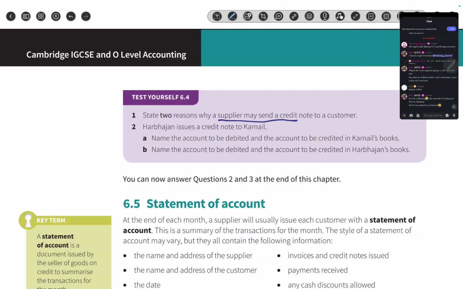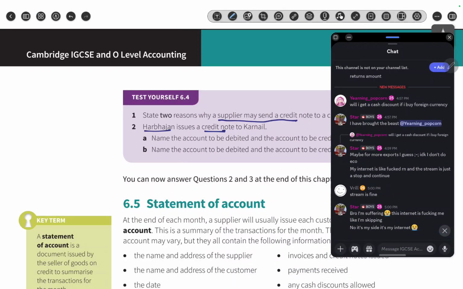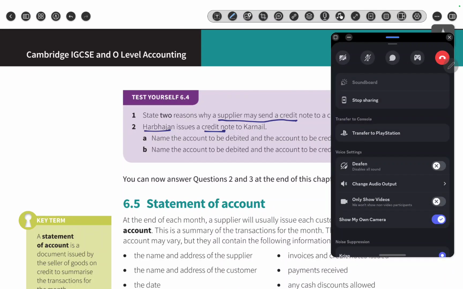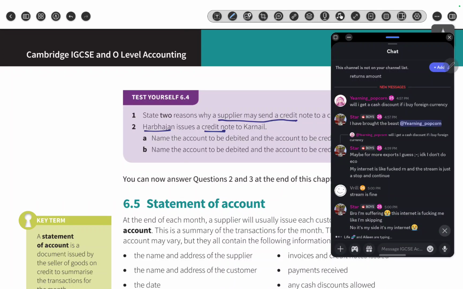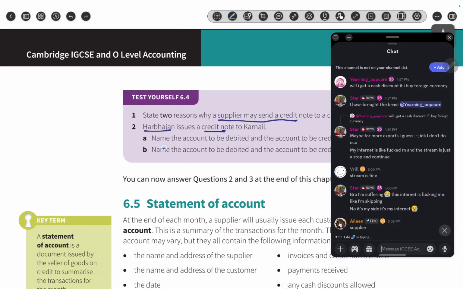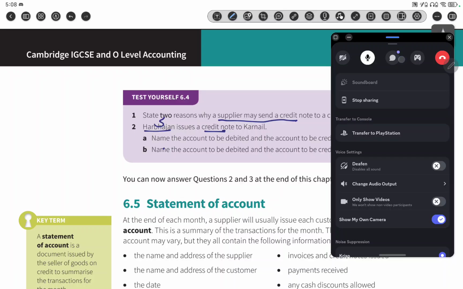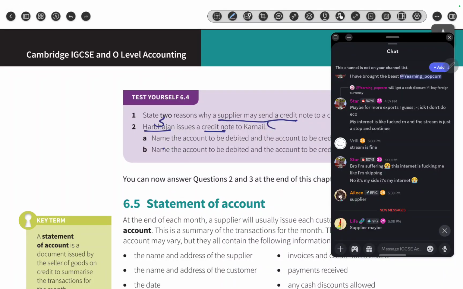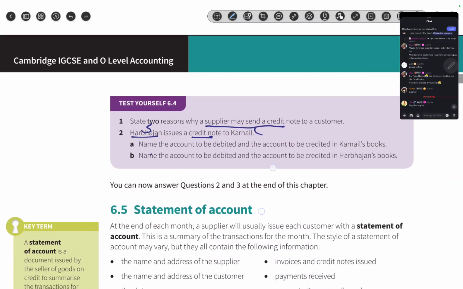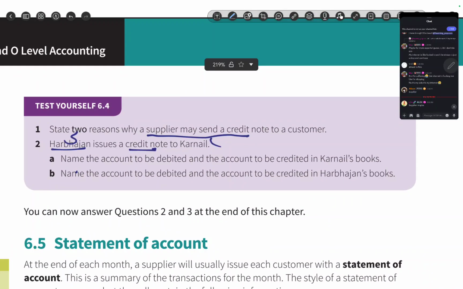Harbachan issues a credit note to Colonel. Name the account to be debited and the account to be credited. So this guy issuing a credit note means that he is the customer or supplier? Does anybody want to answer? Yeah, that's perfect. This guy is a supplier, and in this case, Colonel is a customer. You have to understand it, it's very simple. Name the account to be debited and the account to be credited in Colonel's books.